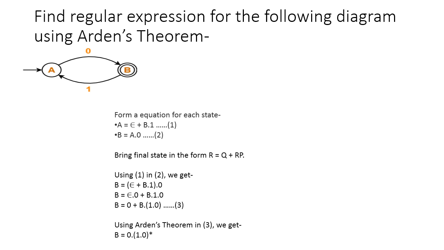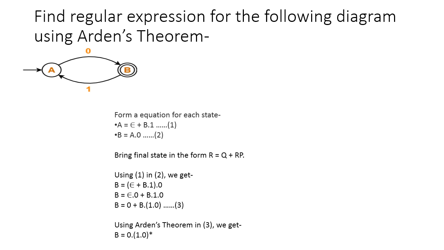Q into P star. Okay. So using 1 and 2, if I put the A into B, I will get B is equal to epsilon plus b into 1 and 0. It is the same 0. So now I will have to multiply this. So b is equal to epsilon into 0 plus b into 1 into 0. Epsilon into 0, that is 0. So b is equal to 0 plus b into, in the bracket, 1 into 0.